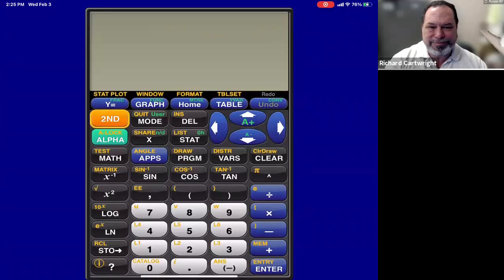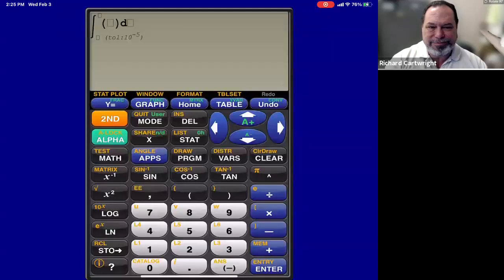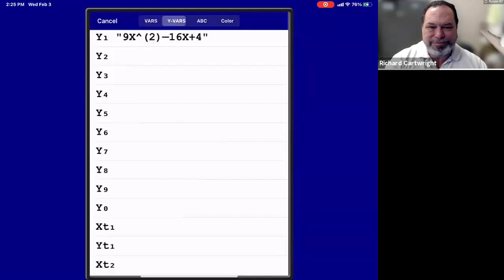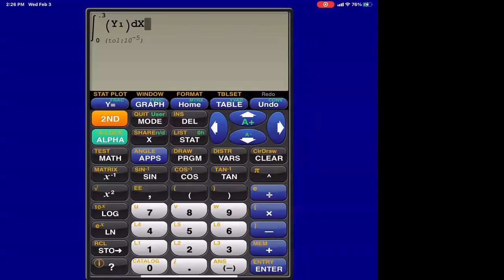So second, I don't want to do second, I'm lying. Math, number 9, you see 9 is Fn integrate. So my function, I'm going to go for 0, and I want to go up to 0.3. And instead of typing that function in again, I could just go vars, y vars, and pick the one I've already keyed in. Then I got to say, what am I integrating with respect to? So watch this. This is what we're going to get.